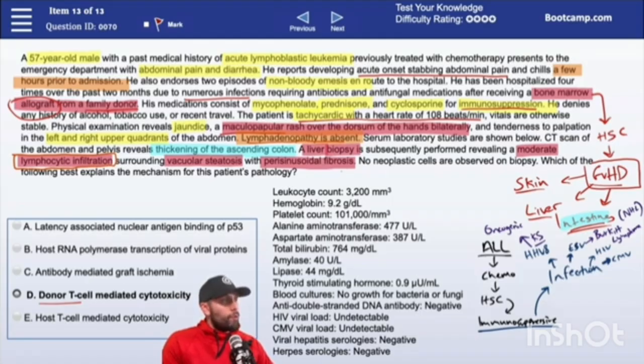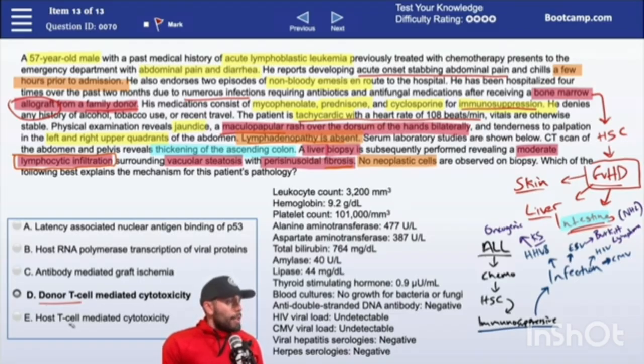These other things, the fibrosis, to me kind of reminds me almost more of a chronic process, even though this patient just started to have this pain. And then I also see this, no neoplastic cells are observed on biopsy. It doesn't seem like the question writers are really pushing us at all in the way of any kind of malignancy. All right, which of the following best explains the mechanism for this patient's pathology?